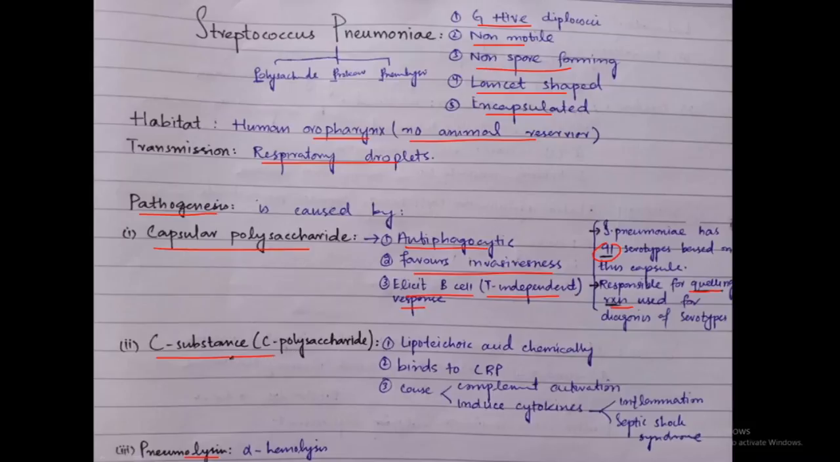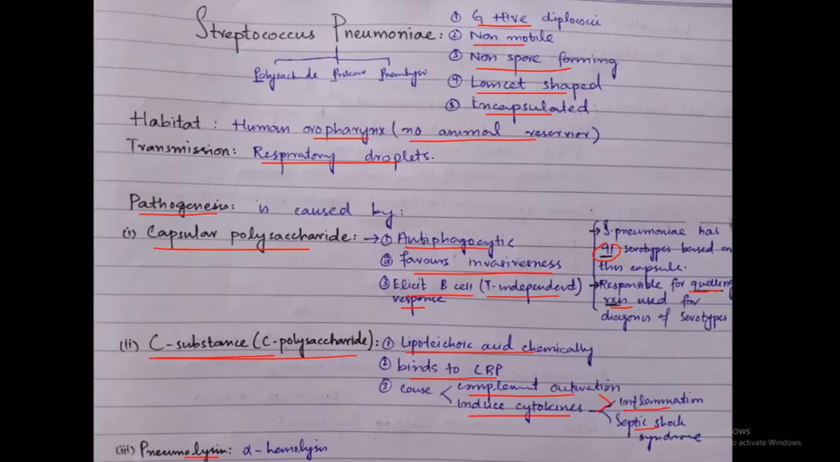Number two is the C substance, also called C polysaccharide. Biochemically, it is a lipoteichoic acid, and it binds to the C-reactive protein, which is a non-specific indicator of inflammation formed by the liver. This C substance causes activation of the complement proteins, and it also induces cytokine release. Both complement activation and cytokines cause inflammation and septic shock syndrome.